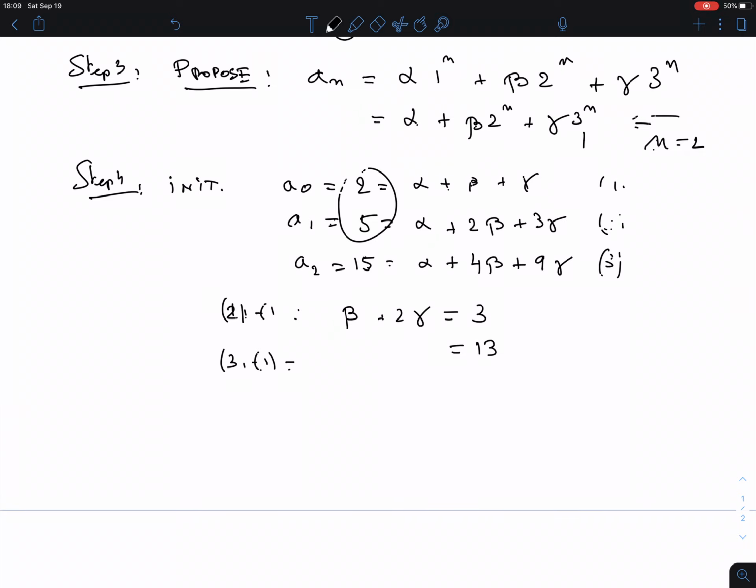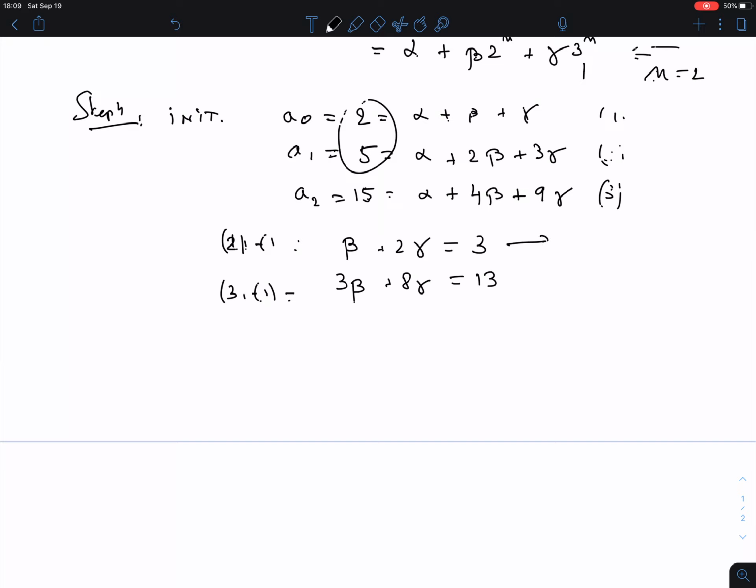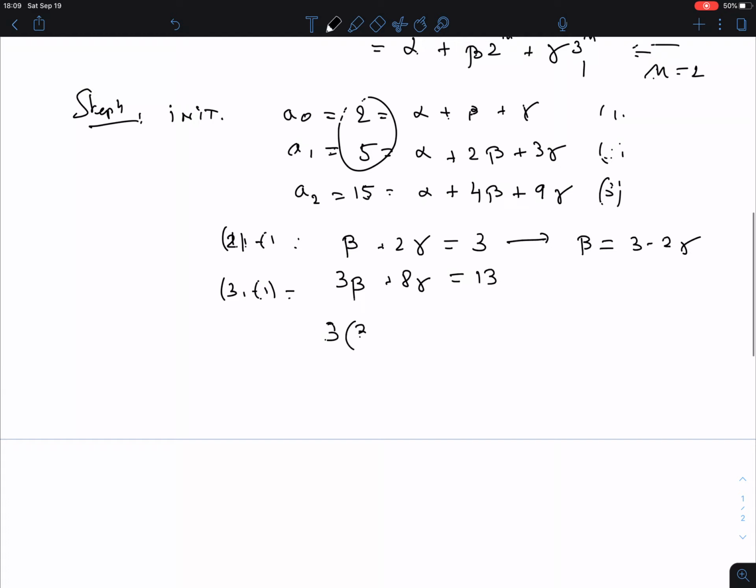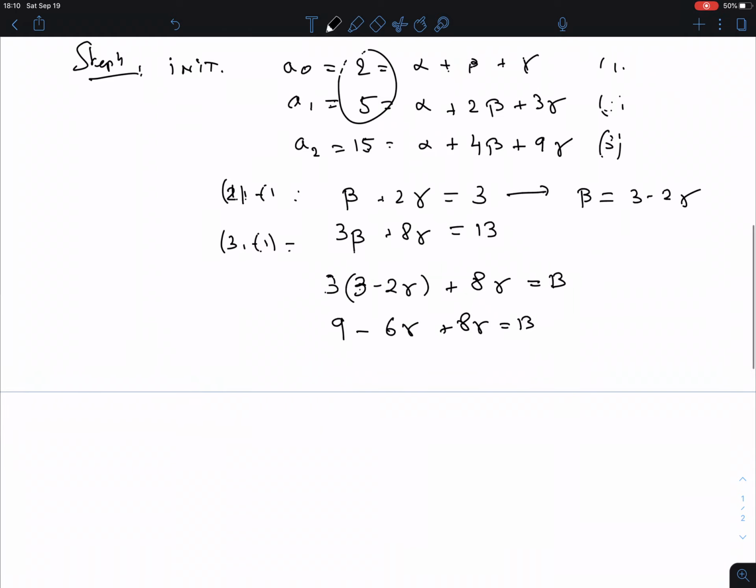Let me write it this side now. And now I subtract again, alpha minus alpha, that is 0. 4 beta minus beta, that is 3 beta. And 9 gamma minus gamma is 8 gamma. So this is easier. Now I can, for instance, solve in this one: beta is 3 minus 2 gamma, and then plug it in. So then we have 3 times 3 minus 2 gamma plus 8 gamma equals 13. That is 9 minus 6 gamma plus 8 gamma is 13.